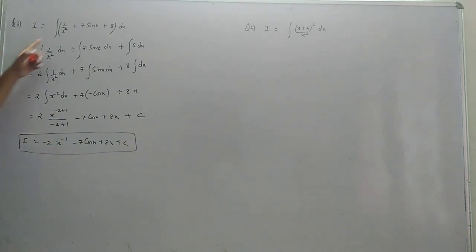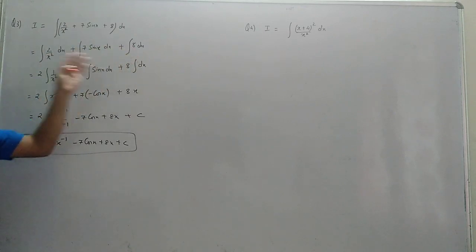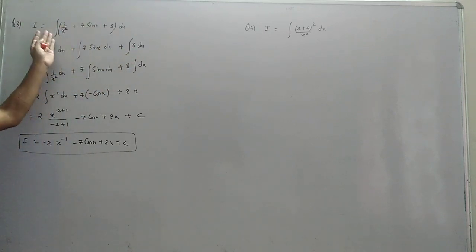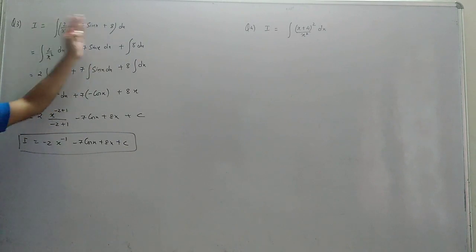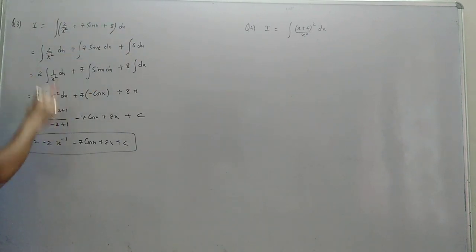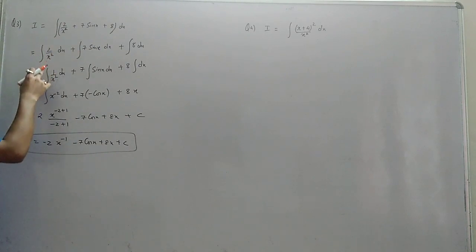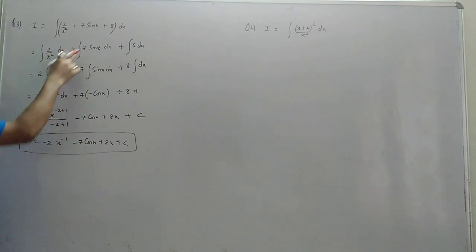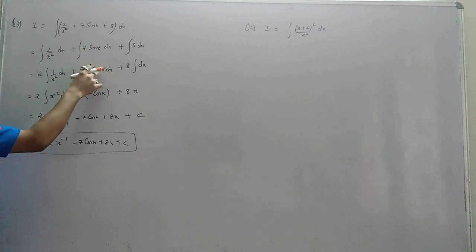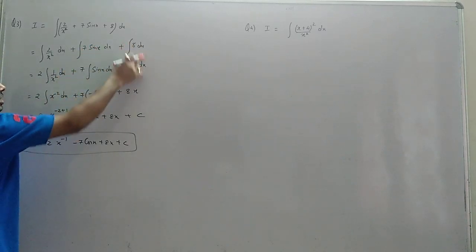Okay, so first term is in plus plus form. Segregate it. Integration first term dx. Integration second term dx. Integration third term dx. Then see what are the constants we have? Two constants left with integration 1 by x square dx. 7 left with integration of sin x dx. 8 left with integration of dx.